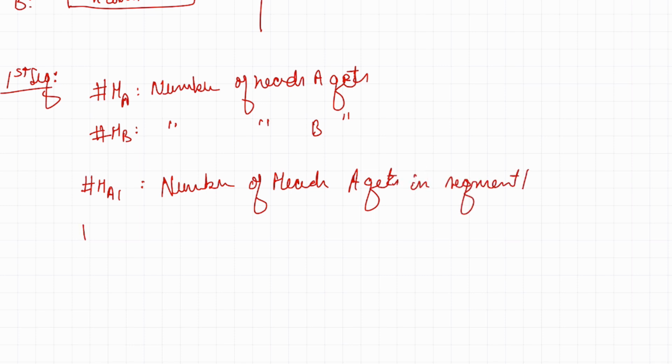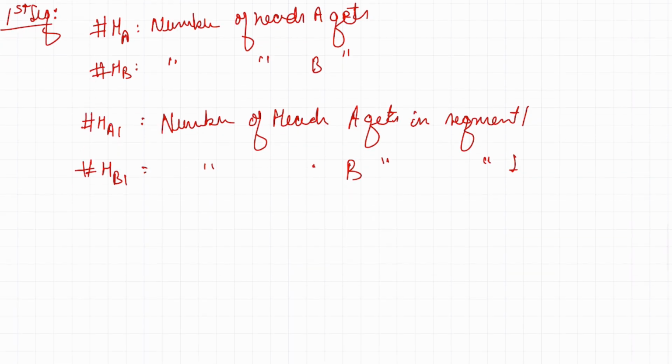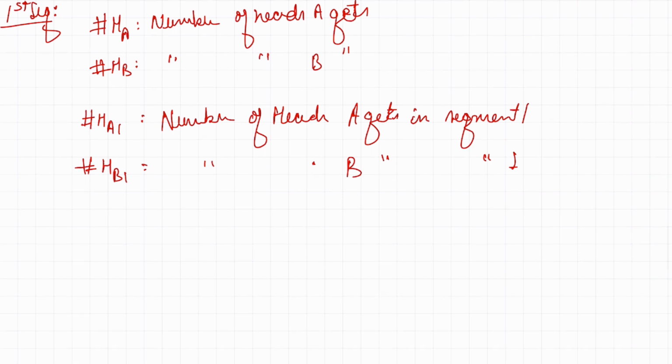Okay, similarly, a number of heads B1 basically means the number of heads B gets in segment 1. So again, what I mean by segment 1 is when both these players have n coins, which is the equal number of n coins. Okay, so now let's look at the situation. Let us say we have only both players having n coins, again, we're in the first segment, and there can be three cases here.